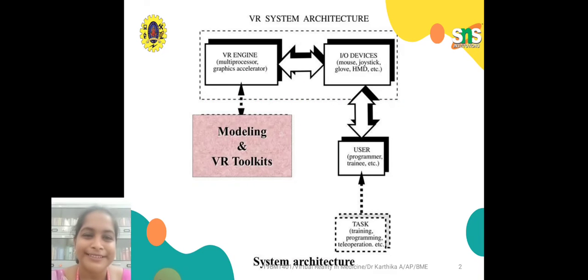Okay, first, see here the virtual reality system architecture. It includes modeling and VR toolkits, and the VR engine, which consists of a multiprocessor graphics accelerator. In IO devices, we have mouse, joystick, glove, HMD (head-mounted displays), etc. Also, we have the user, which consists of programmer, training, etc. And we have tasks: training, programming, teleoperation, etc. So, the whole VR system architecture consists of the VR engine, IO devices, and user tasks. To manage all these, we need modeling and VR toolkits.